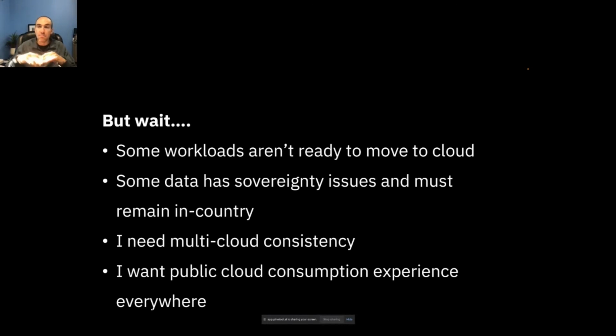Maybe I need multi-cloud consistency. I'm running in IBM Cloud. I'm running in my data center. I'm running on AWS, Azure, Google, Alibaba, and so on and so forth. So I need consistency because they may all have a Kubernetes service, an OpenShift service. They all have their own levers in which they deploy those things. So maybe I want a higher level abstraction for consistency. And then lastly, maybe I want a public cloud consumption model in my data center.